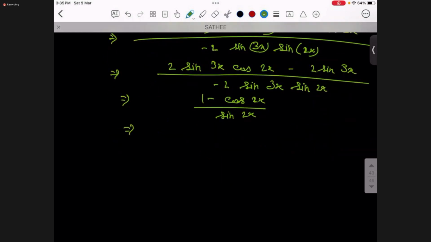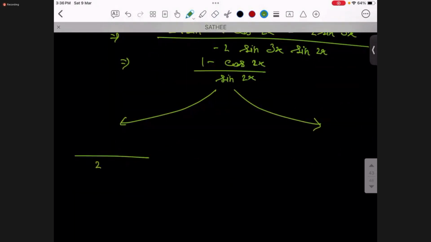Now we can use 2 formulas here, so we can do 2 different cases. That will be better for the first time understanding. So for sin 2x, we have only one case. That will be 2 sin x cos x. But what about 1 minus cos 2x?